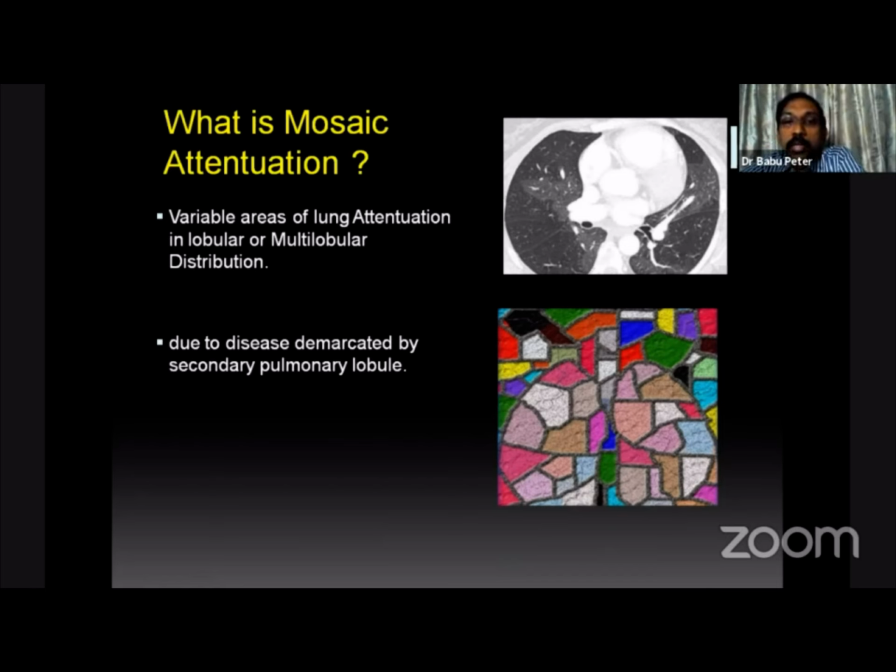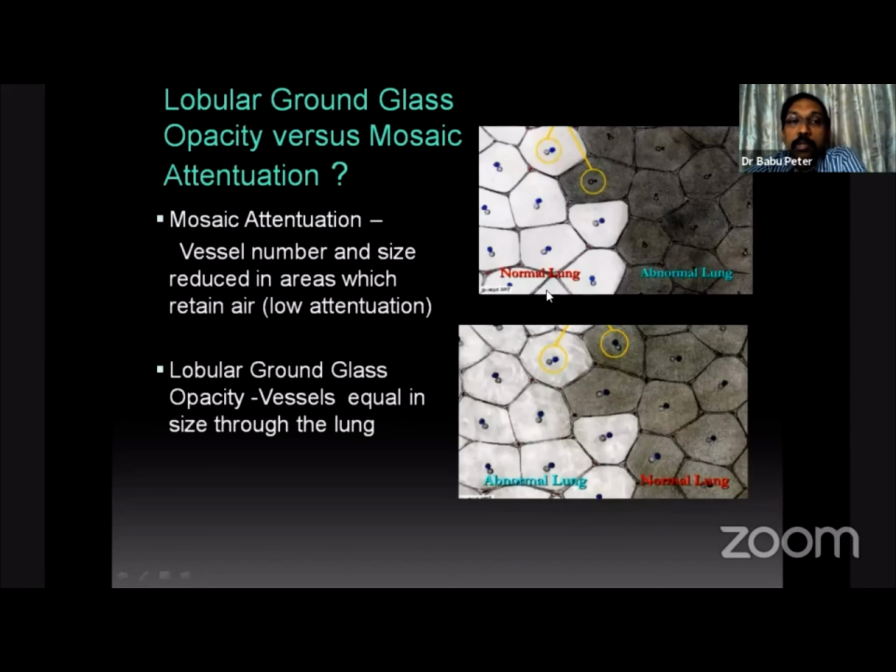Now let's move on to another pattern, which is called mosaic attenuation. So what is mosaic attenuation? These are variable areas of lung attenuation, which can be seen in lobular or multilobular distributions. And these are due to diseases which are demarcated by the secondary pulmonary lobule. And sometimes it's difficult to differentiate what is ground glass and what is mosaic attenuation. So how do you differentiate both?